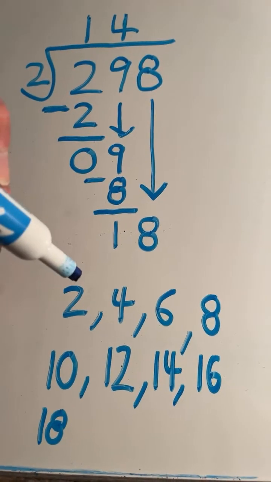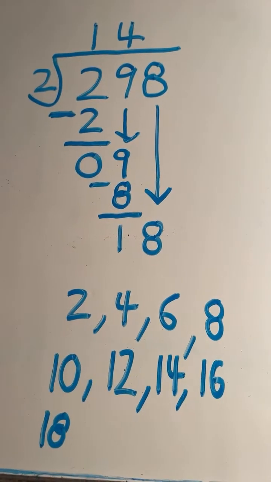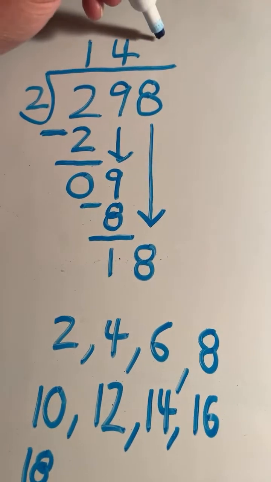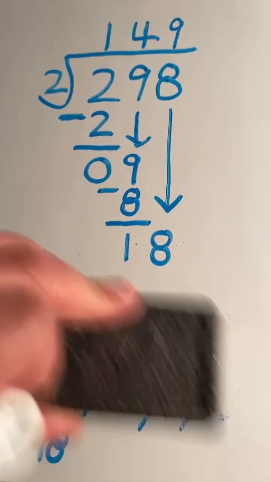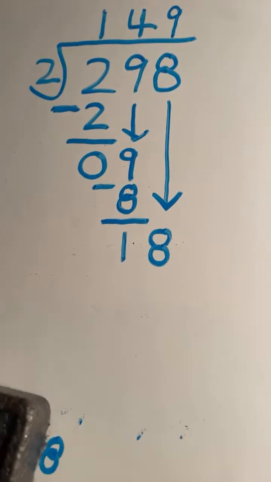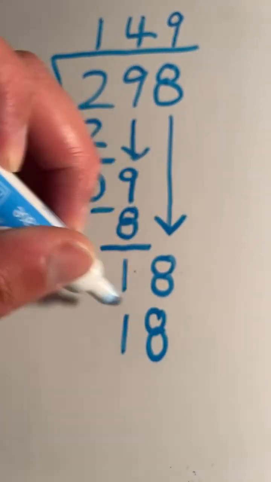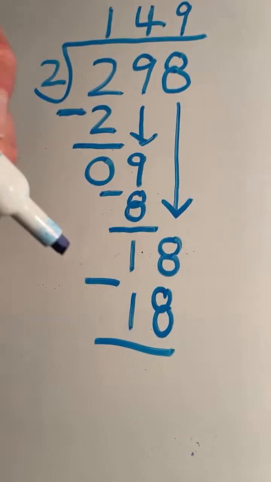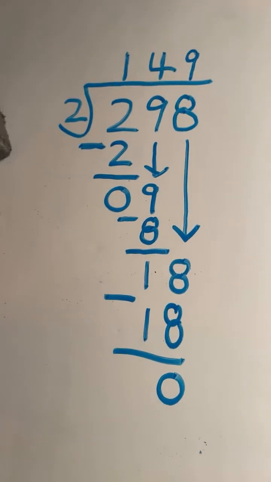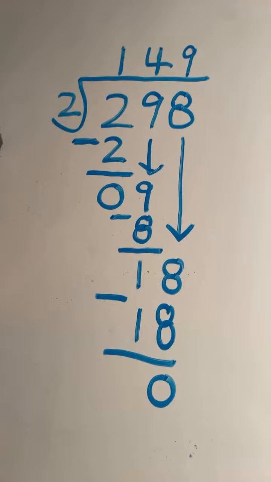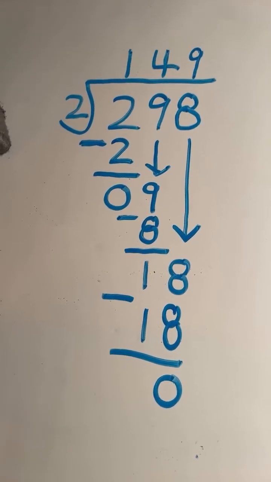So we ended up counting by 2s, 1, 2, 3, 4, 5, 6, 7, 8, 9 times. So 18 divided by 2 equals 9. So we ended up landing right on 18. So 18 is what we will subtract to check and see if there's any remainders there. 18 minus 18 equals 0. So we don't have any remainders, and we have our final answer. 298 divided by 2 equals 149.